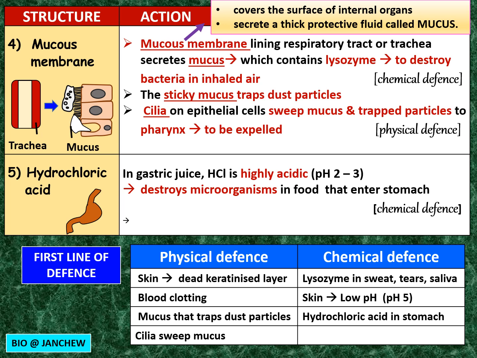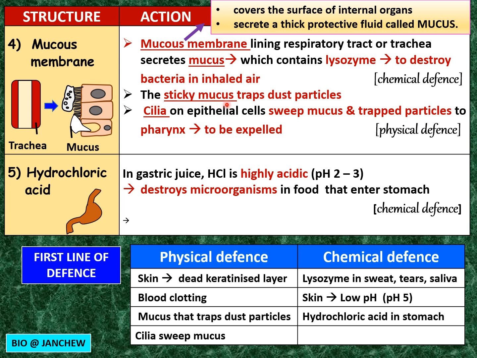The next two components of the first line of defense are mucous membrane and hydrochloric acid. Now, what is a mucous membrane? It is a membrane that covers the surface of internal organs and lines the body cavities. It can secrete a thick protective fluid called mucus, which is very sticky, right? So the mucous membrane lining the respiratory tract or the trachea secretes mucus, which contains lysozyme, just like for sweat, and it will destroy the bacteria in the inhaled air that is going down to the lungs.